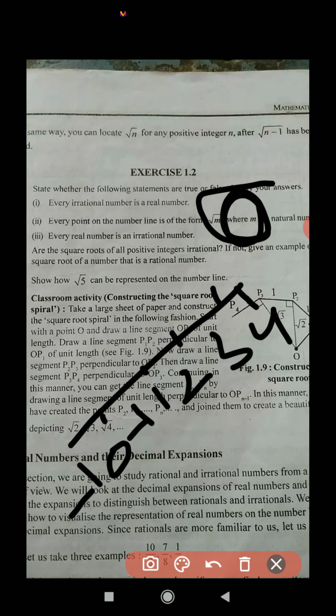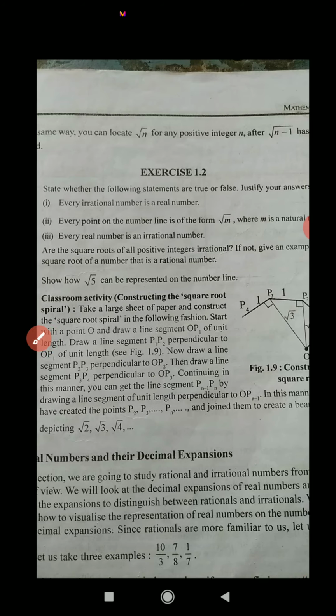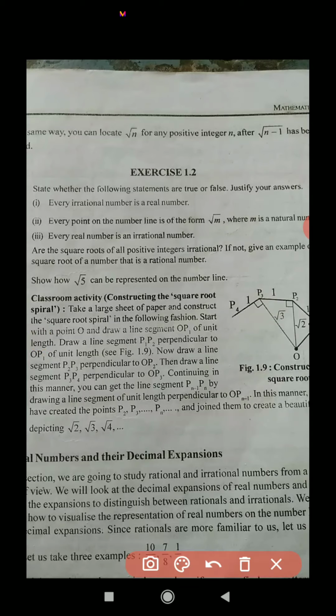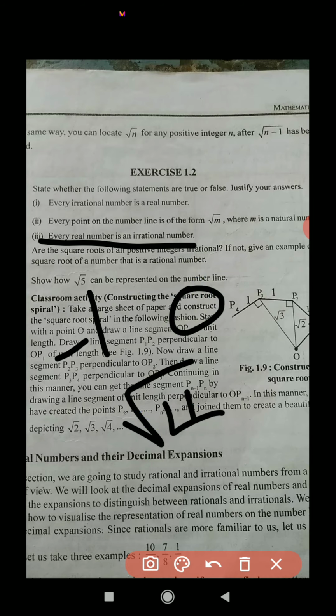Got it clear? So third one is every real number is an irrational number. As I said earlier, real numbers include 0, 1, -1, -2. All the numbers are called real numbers, isn't it? So let me write some real numbers. -1 is also a real number. 0 is also a real number. Root 4 is also a real number. Correct? So is every real number an irrational number?